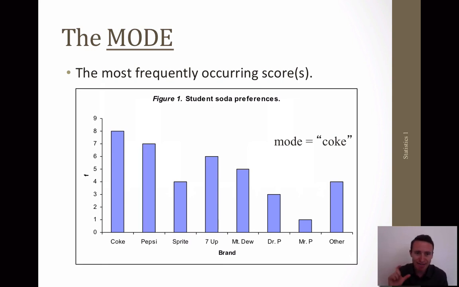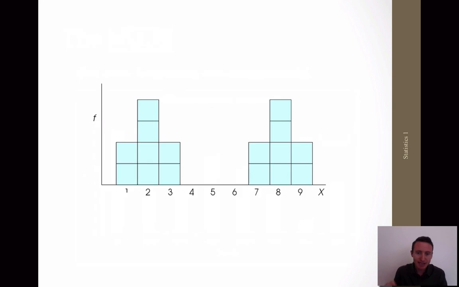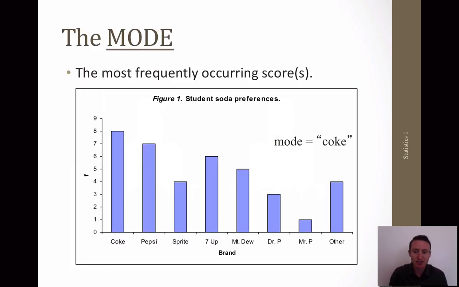The second great advantage of the mode is you can indicate more than one value. So here in this data, there's two modes. We call this bimodal. Bimodal, two modes. So the modes are 2 and 8. Each of them are equally likely to occur. And you can't do that with the median or the mean. The mode is the only central tendency measurement that allows you to indicate more than one value.